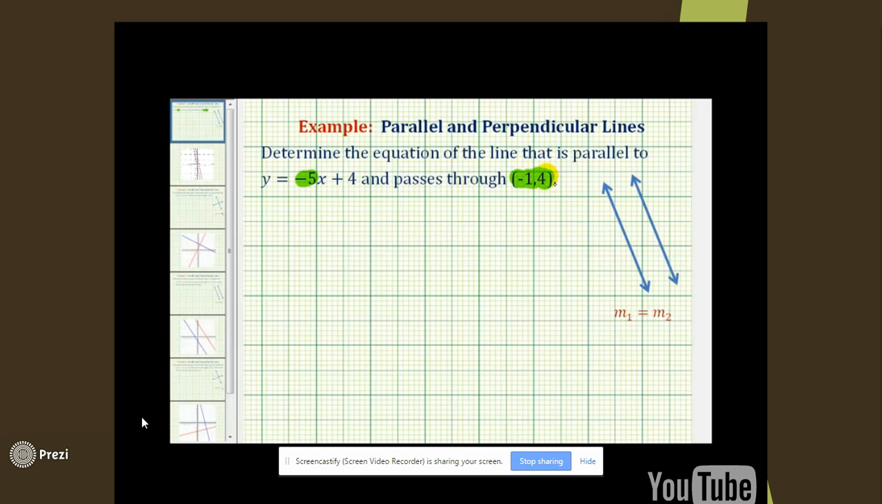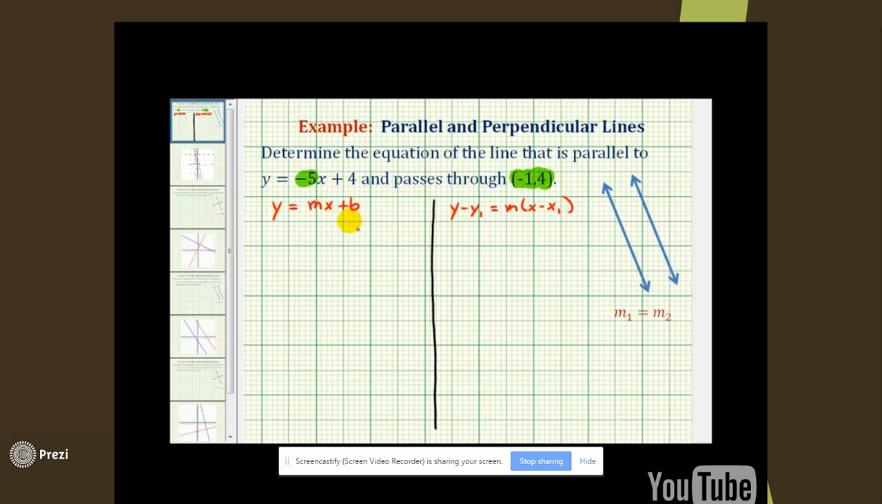So now we need to find the equation of a line with the slope of -5 that contains the point -1, 4. Now there are two main ways of determining the equation of a line given the slope and a point. We can use slope-intercept form, which is y equals mx plus b, or we could use point-slope form, which is y minus y1 equals m times the quantity x minus x sub 1. I'm going to show this both ways.